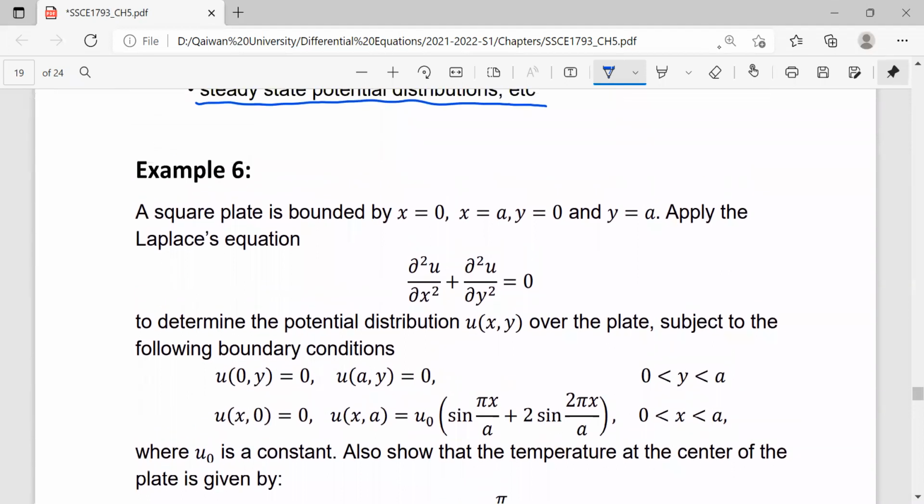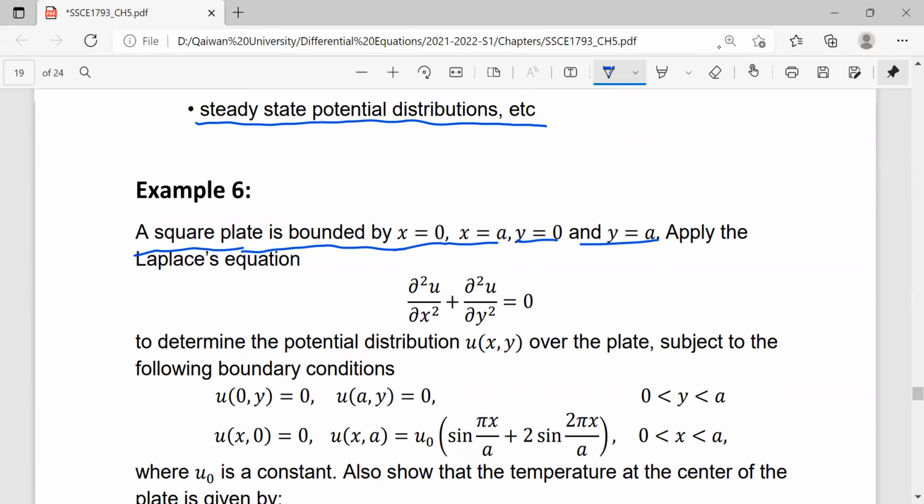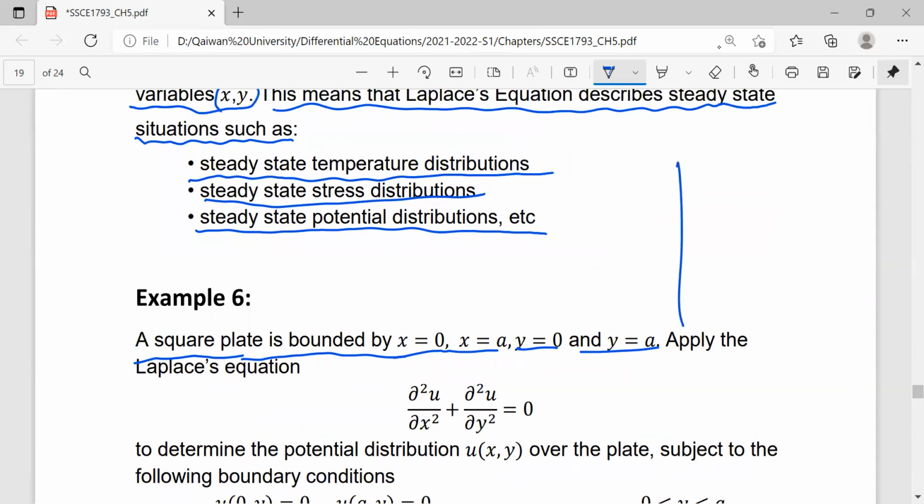In this example, we are given a square plate bounded by x = 0 and x = a, and y = 0 and y = a. Let's draw it. X goes from 0 to a, and y goes from 0 to a. This is the plate.